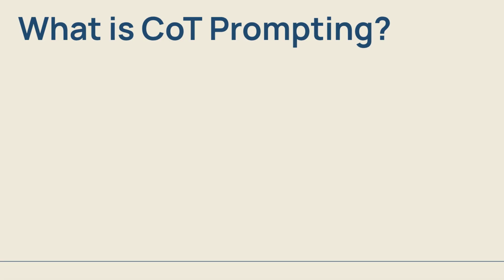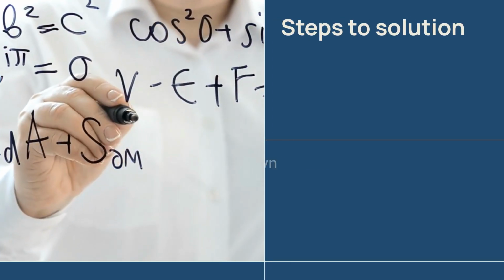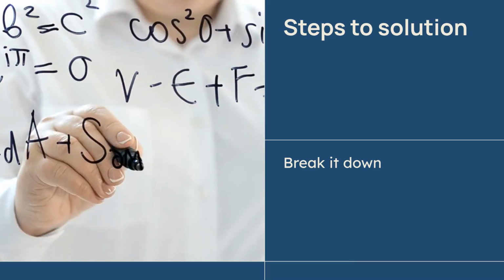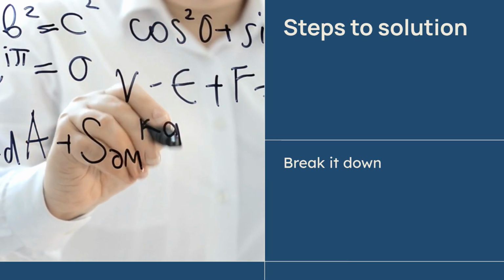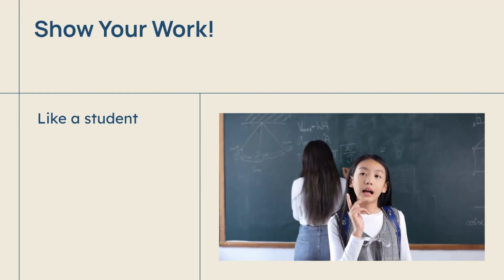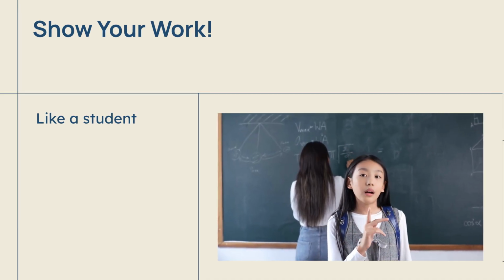At its core, chain of thought prompting is about guiding the LLM to think step by step, just like we would when solving a problem. Instead of asking the LLM for a direct answer to a complex question, we prompt it to break down the problem into smaller, manageable steps and then to show its reasoning for each step. Think of it like a teacher asking a student to show their work in math or guiding them through a scientific inquiry. We're asking the AI to externalize its thinking process.